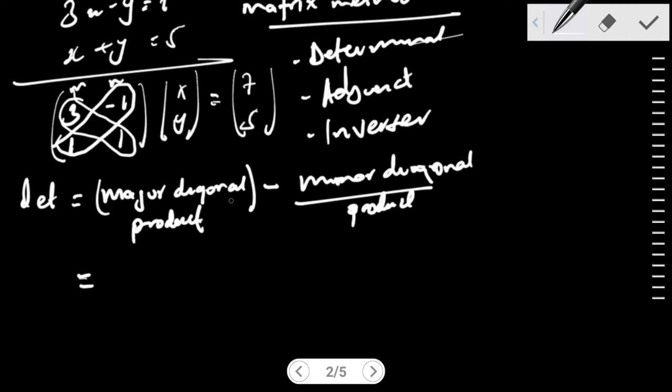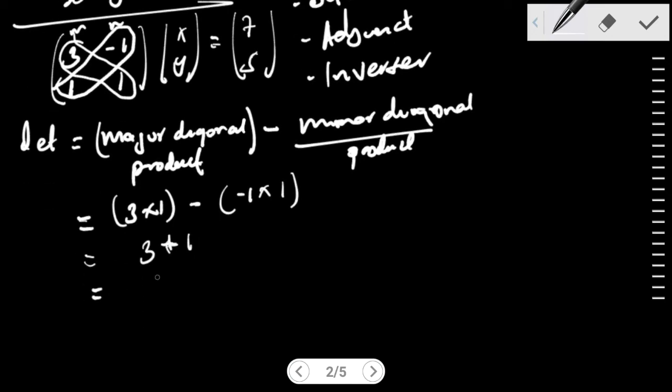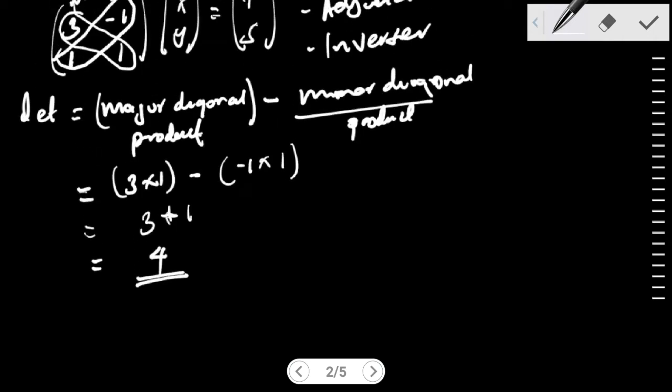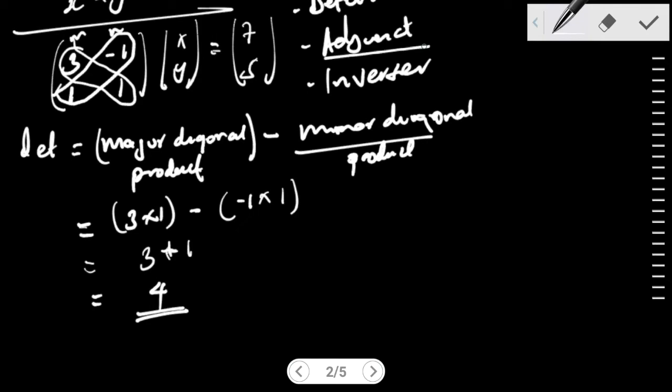And therefore, the major diagonal, I would get 3 times 1, minus the minor diagonal, negative 1 times 1, so I would get 3 plus 1 in this case. Having got that, this would be equal to 4. So this is my determinant. Having got this determinant, remember the next step is getting the adjunct.